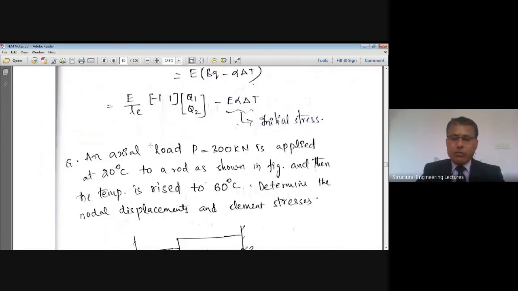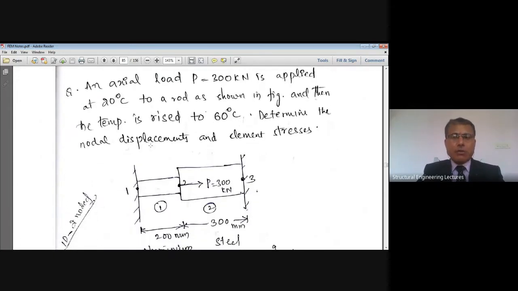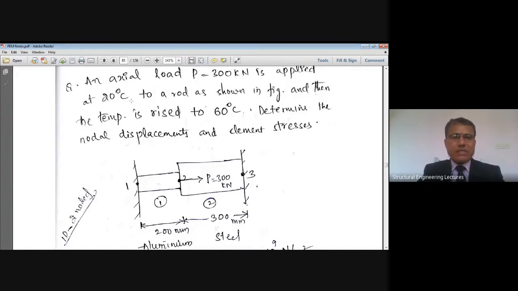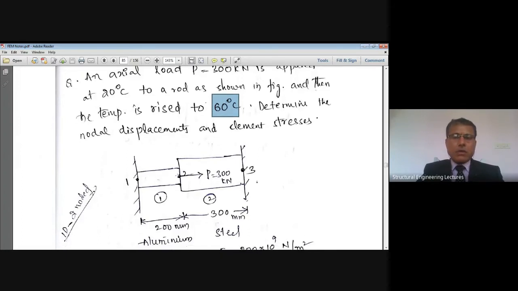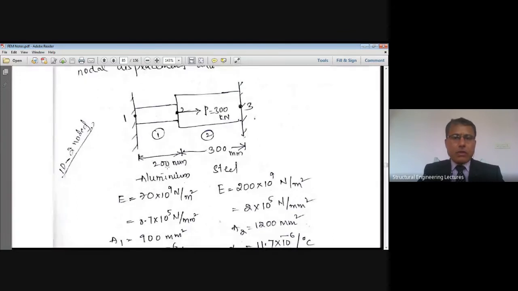I hope you understood this concept of temperature loads for 1D 2-node elements. Let us examine an application problem. The problem is like this: an axial load P of 300 kN is applied at 20 degrees to a rod as shown in the figure, and then the temperature is raised to 60 degrees. Determine the nodal displacements and element stresses. That is how the problem is asked. Now I have here two elements.